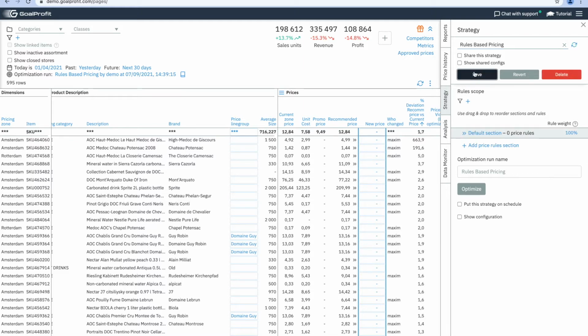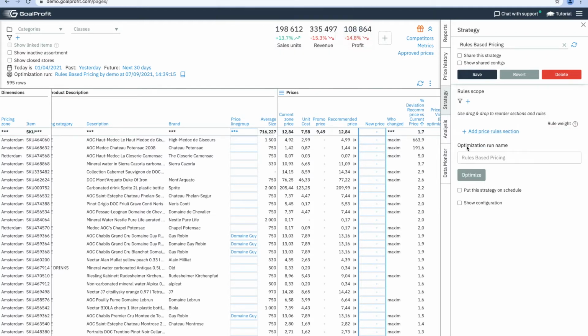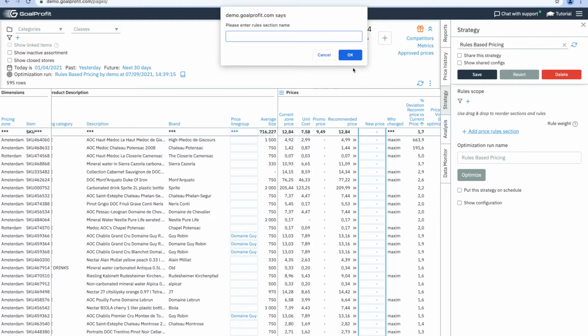Okay, let's save it. So now we see two strategies here: basic strategy and rule-based pricing. Ours is rule-based pricing. Okay, so we need to create pricing rules, and we can separate them by sections. You see here the default section. We can delete it if we don't like it and create our own pricing section.